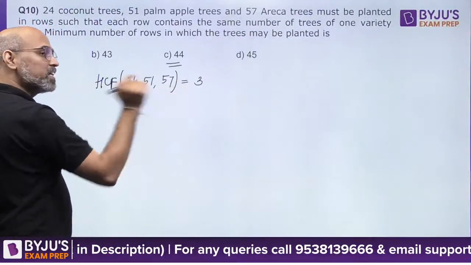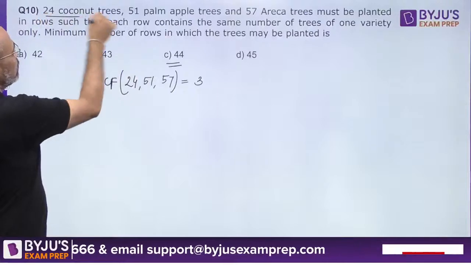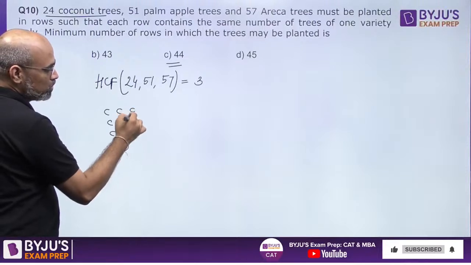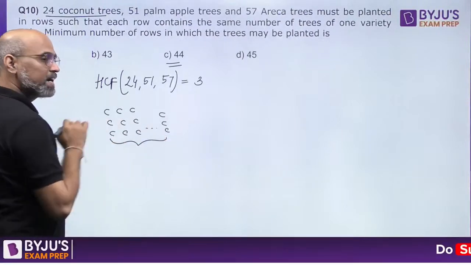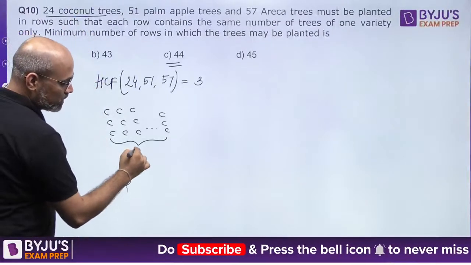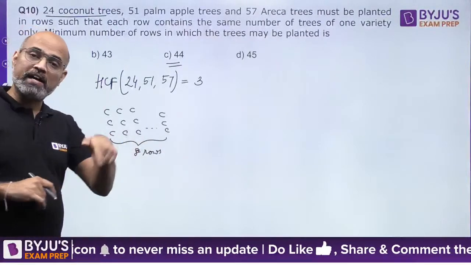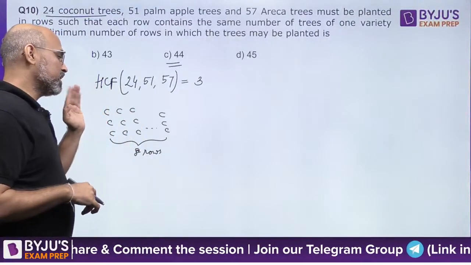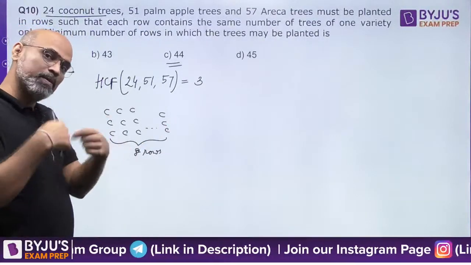So this 3 means every row will have 3 trees. If I look at 24 coconut trees, 3 coconut trees, 3 coconut trees, 3 coconut trees, this will continue, 3, 3, 3. So how many rows will I end up having? Since this is 3 and we have a total of 24 coconut trees, can I say there are going to be a total of 8 rows that we need to have? So that every row has the same type of trees as well as the number of trees in every row is the same.